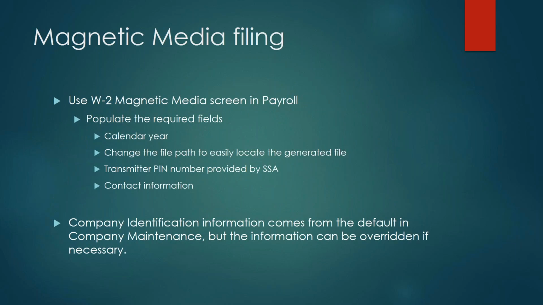Magnetic media filing. Use the W-2 magnetic media screen in Payroll. I believe this is for 250 or more employees, so I haven't checked to see if those rules have changed. You'll populate the required fields. You have to have the calendar year, and check the path of that file so you can easily locate it. It's usually called irs.tax. Then the transmitter PIN that's provided to you by SSA, and your contact information. Again, the company information comes from the company maintenance screen, but that information can be overridden if necessary.